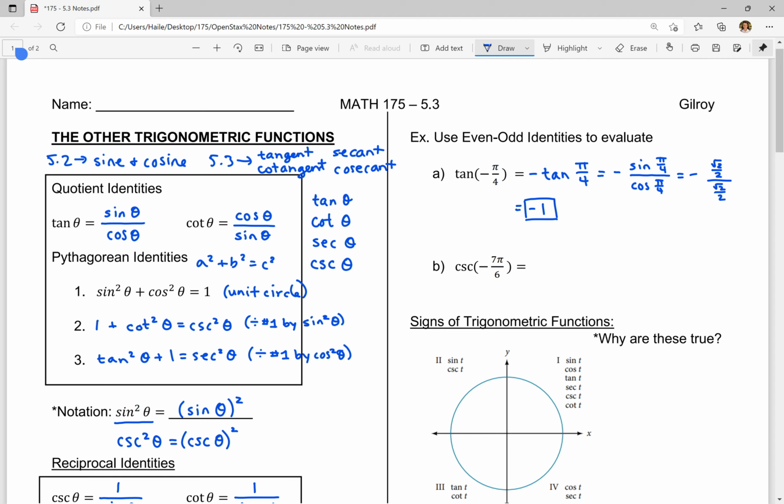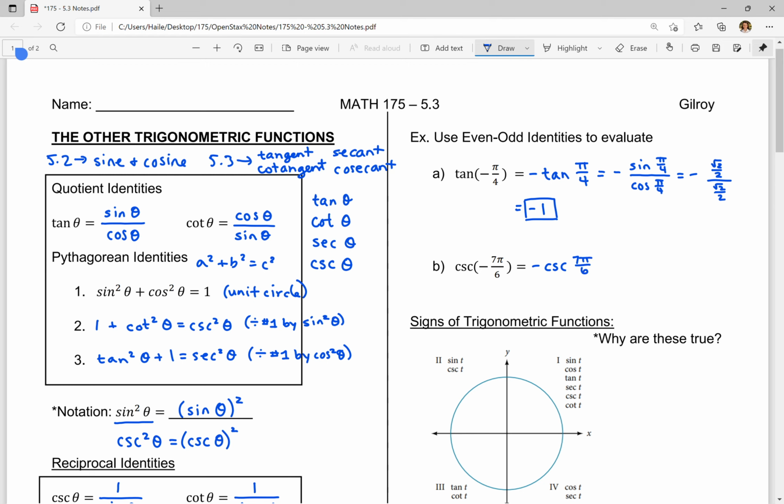So you just have to pay attention to what the problem is asking. Okay, in our next example, we have cosecant of negative 7 pi over 6. So cosecant was also an odd function. So the first thing we can do is take the negative sign and write it out front. So we have negative cosecant of 7 pi divided by 6.